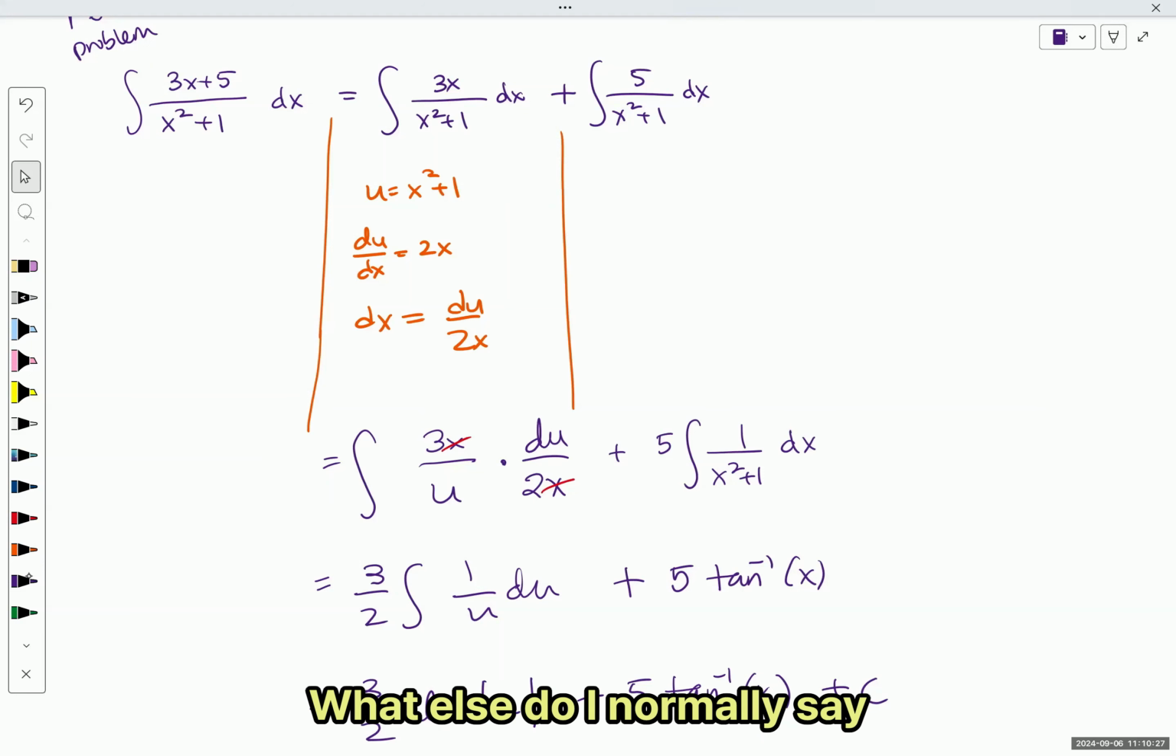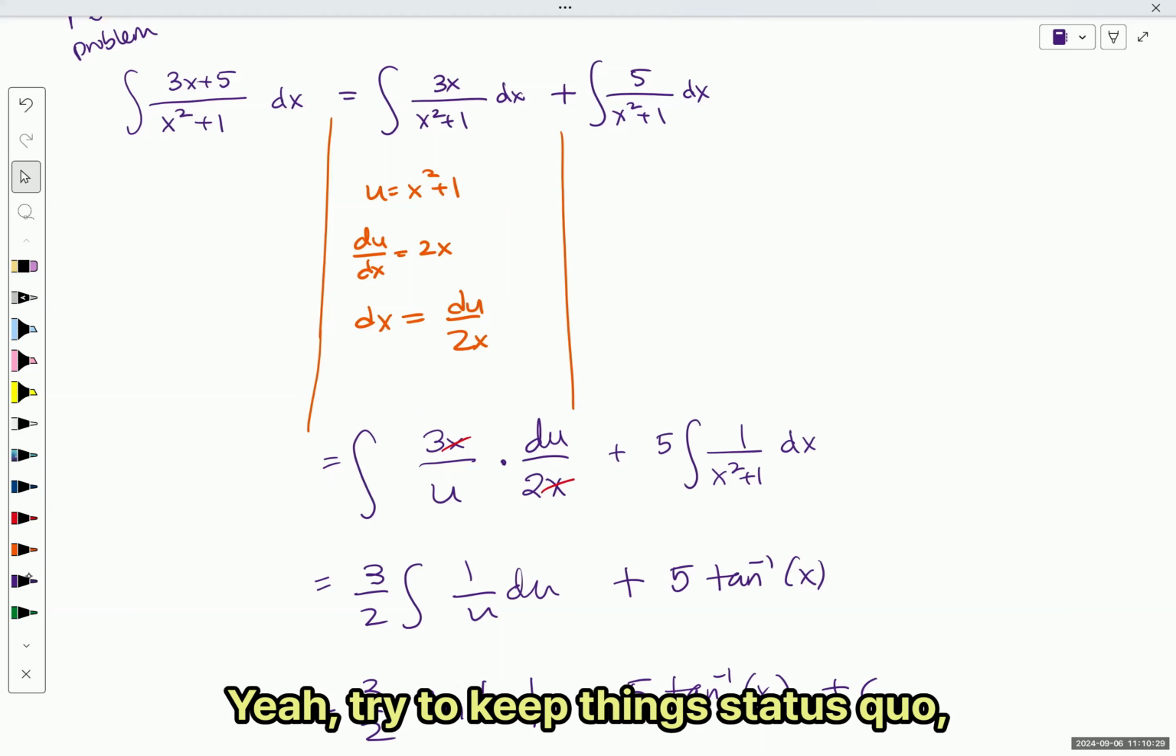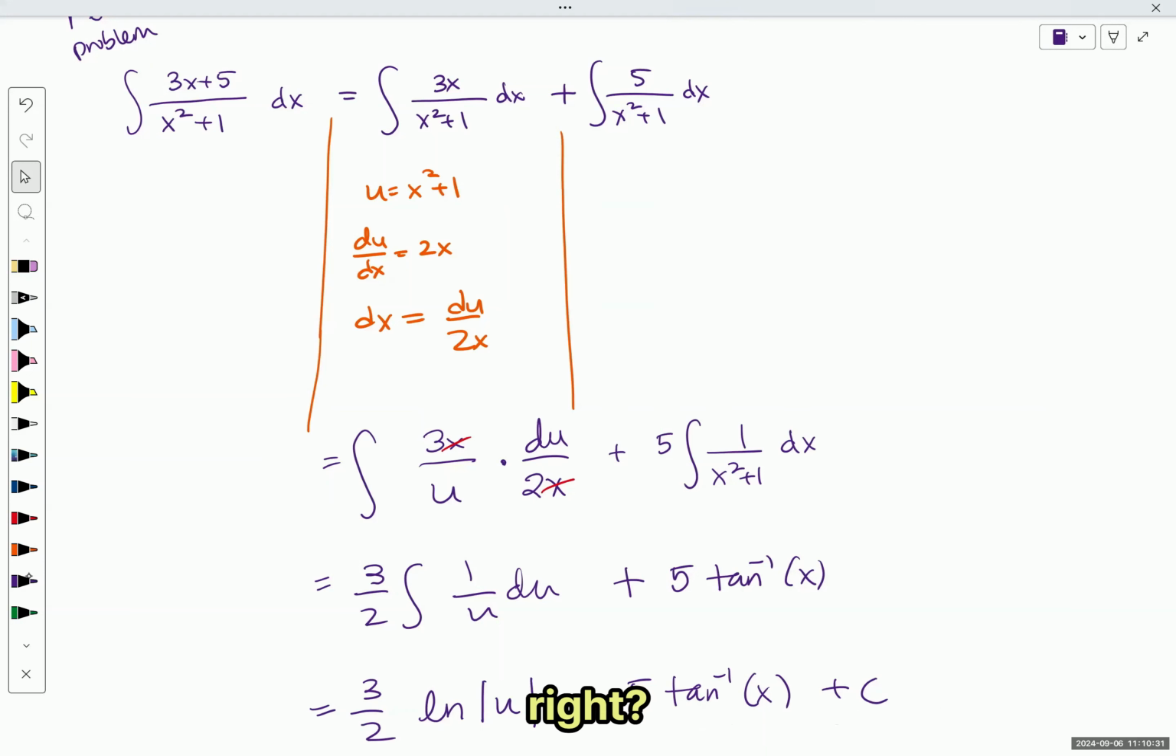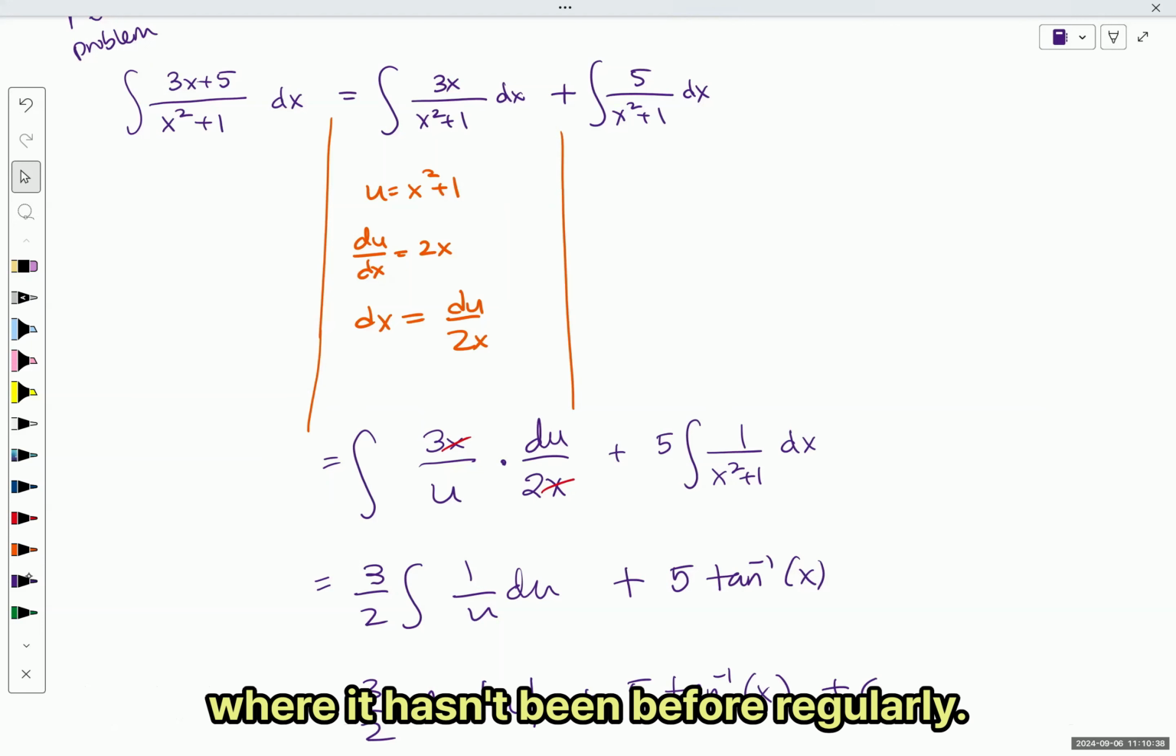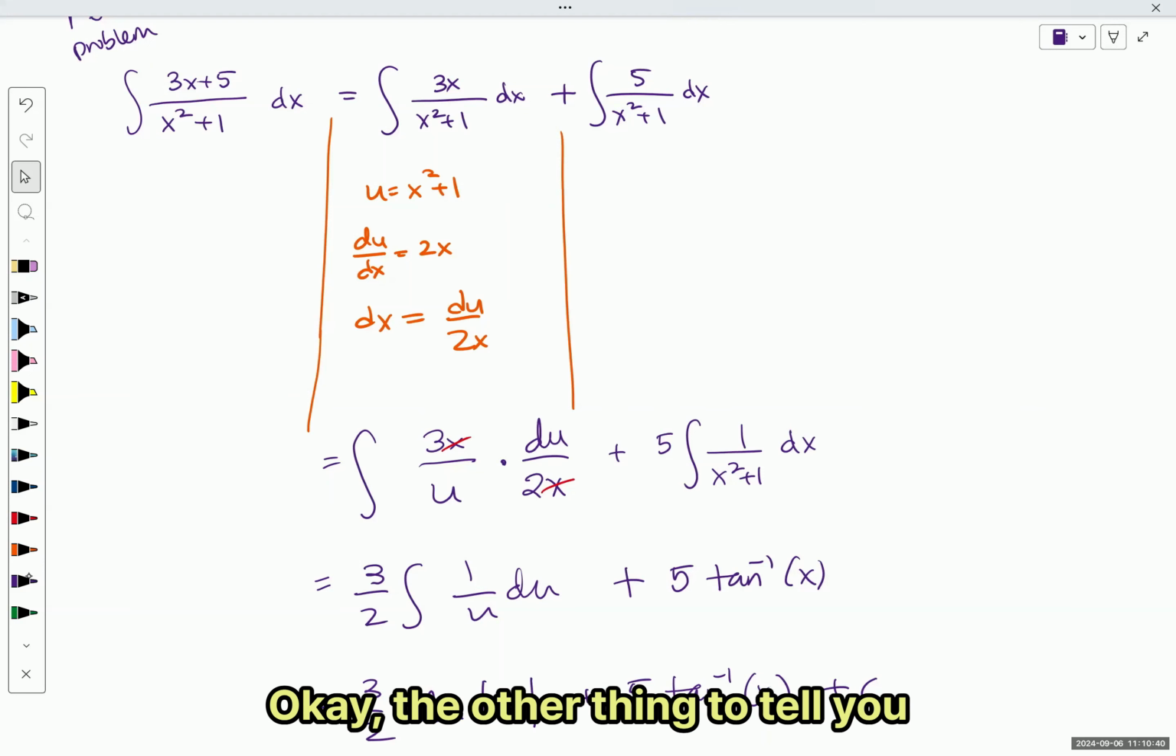What else do I normally say before a test? Yeah, try to keep things status quo, right? Don't do something to put your body into a position where it hasn't been before regularly. You don't want to do that.